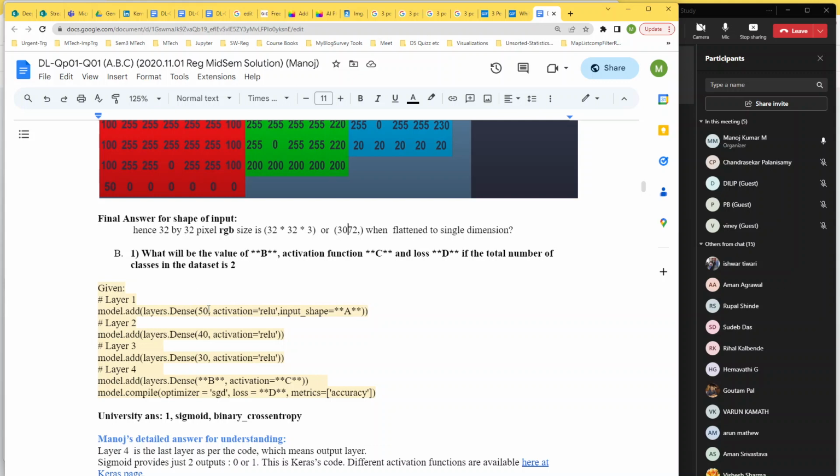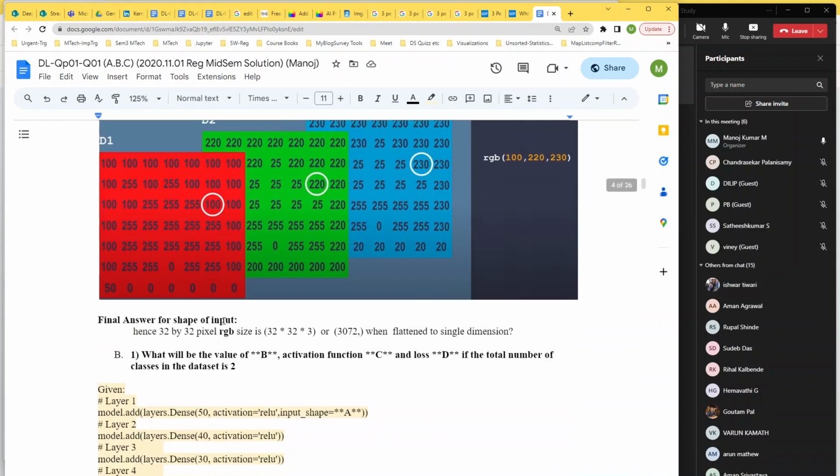Okay. So this is layer one. Layer one is a dense layer. They have mentioned dense means each.